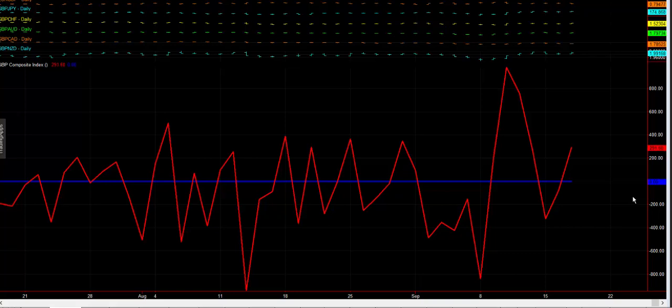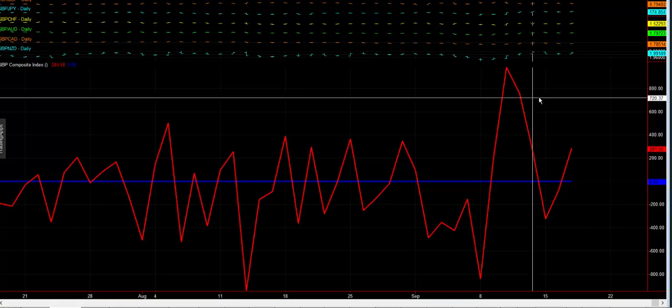In this video, we're going to talk about the British pound. It's been very active today ahead of tomorrow's Scotland vote on independence from the UK. Let's start off with our British pound composite chart here.